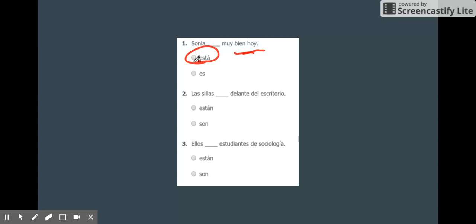Las sillas blank delante del escritorio. We know delante is a preposition, in front of del escritorio. That kind of gives it away that it's a place, so it would be están. And then ellos blank estudiantes de sociología. You can think of that as an occupation. They are students, sociology students, so it would be ser, son.